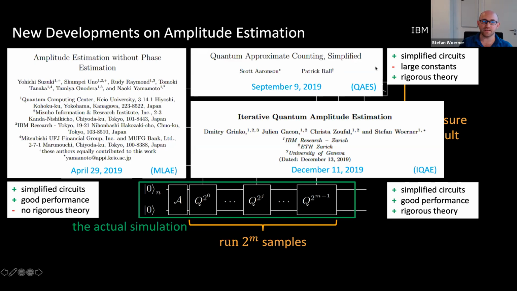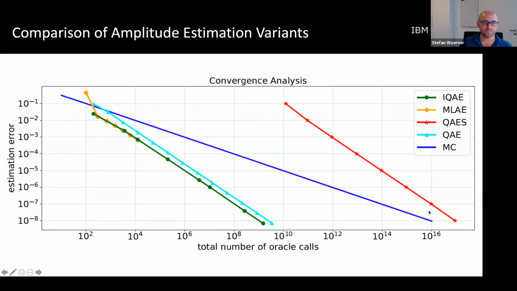And then at the end of last year, we introduced yet another variant of this algorithm, that could actually achieve the simplified circuits, a good performance, and the rigorous theory. And we implemented all of these algorithms and compared them. And here again, you have the number of samples on the x-axis and the estimation error on the y-axis. And in blue, you have the Monte Carlo simulation, the classical one as reference. And then you see the different quantum algorithms where you have the first one with the rigorous theory in red, the canonical one in this lighter blue, the first one that simplified the circuits in orange, and then the last one, the iterative quantum amplitude estimation in green, which is the most efficient variant to date.